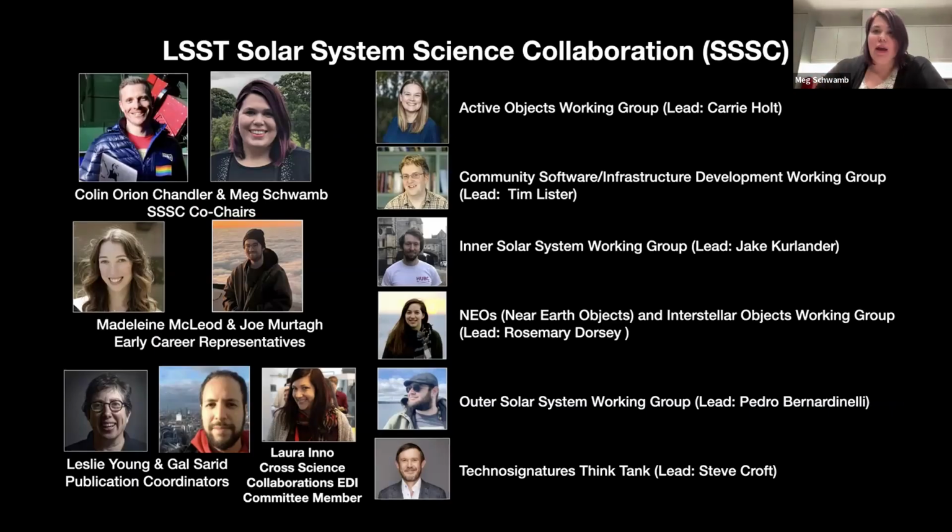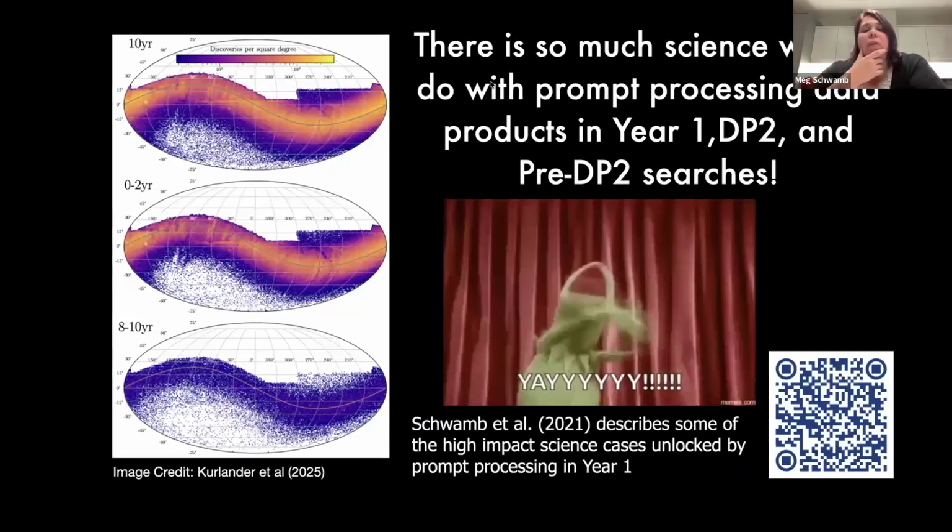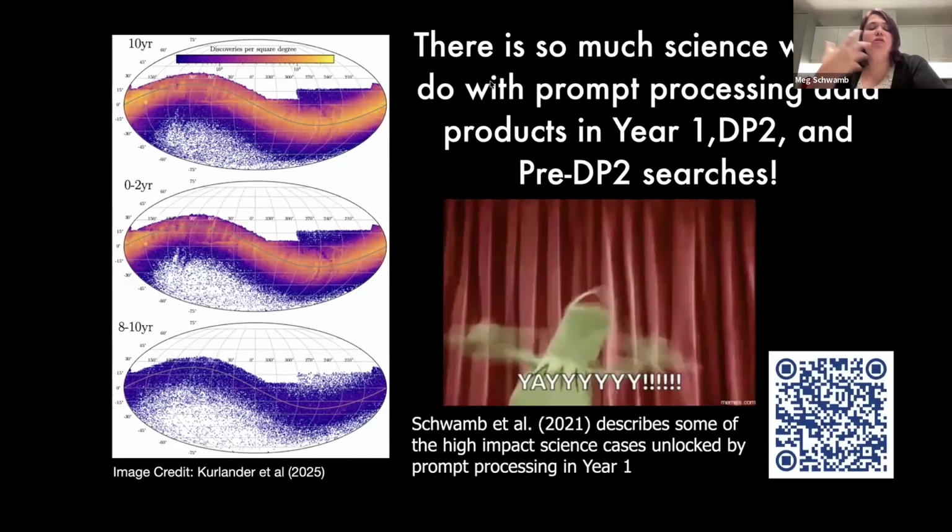And so again, to sort of emphasize what Mario has said, there's so much stuff we're going to be able to do with Prompt Products in year one, DP2, the pre-DP2 searches that are in the Minor Planet Center. And just to remind you, this is the figure on the left from the paper by Jake Kurlander that shows TNOs, NEOs, asteroids in their discovery time. And basically, you get most of them in the first few years. So that's really exciting for those populations that we're going to get them early and be able to follow them up as the survey progresses.